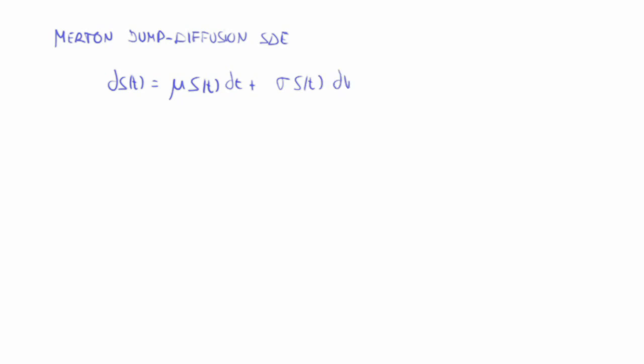The expression for the stochastic differential equation of the Merton jump-diffusion process is geometric Brownian motion supplemented with a jump term. So the drift term is simply proportional to the level of the process. The diffusion term is also proportional to the level of the process. And finally, the jump term has also the same form.